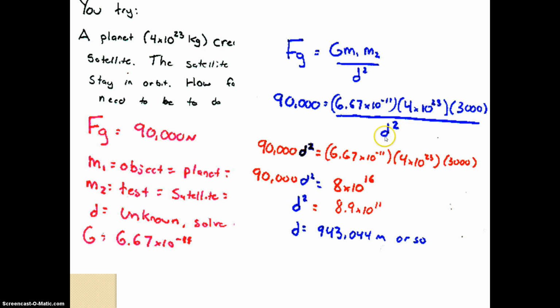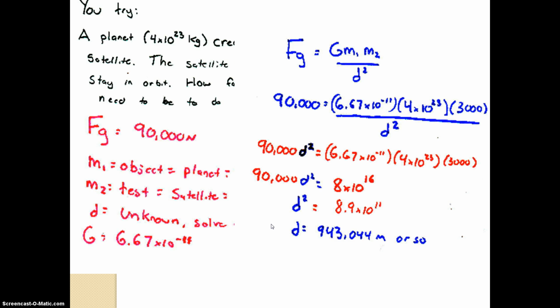I have it down here. You can see I multiply both sides by d squared. Then I put it all in the calculator on the right, and I get this number. Divide by 90,000. And then I square root both sides. Can you please make sure you can do this in a calculator to confirm that you're good with this?